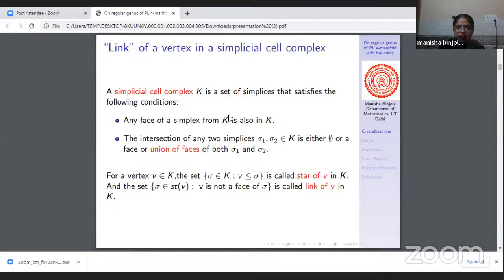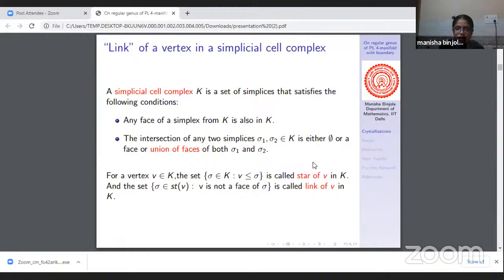Now, this first slide and most probably the second one as well would be known to many of you, especially who belong to algebraic topology. For others, I give some brief. A simplicial cell complex is a collection of simplices which satisfies these two conditions. First of all, if we take a simplex, then its faces should also be in that collection. And if we intersect two simplices, then the result should be either the empty set or a face or union of faces of both of the simplices. This is the definition of a simplicial cell complex.